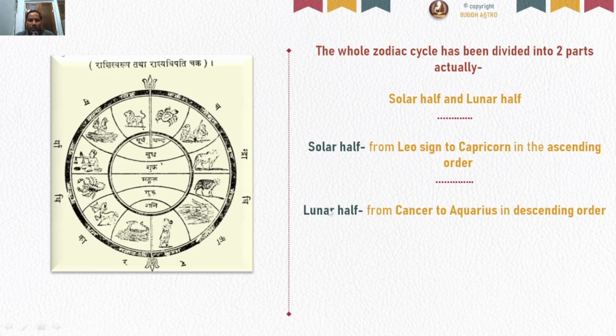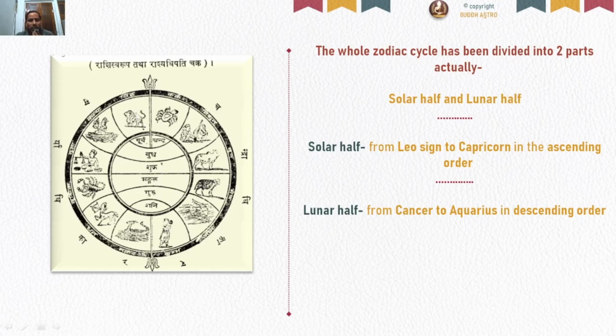Similarly, the lunar half starts from the Cancer sign because Cancer is ruled by the Moon. And now we will go anti-clockwise. It means first is 4, then 3, then 2, then 1, then 12, then 11. So 4 means Cancer ruled by the Moon. Third will be Mercury because it is Gemini. Second will be Taurus because it is Venus. First will be Mesha because it is Mars. 12th will be Pisces, it is Jupiter, and 11th will be Kumbha, that is Aquarius. So this is how we can divide it, right?